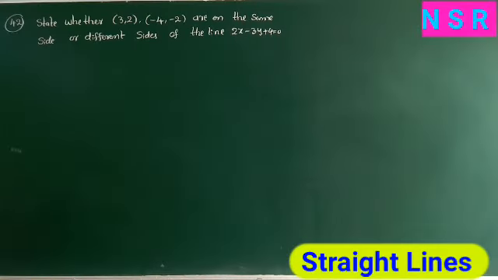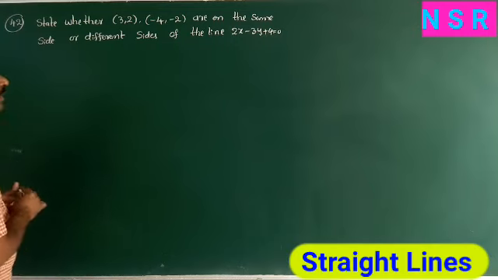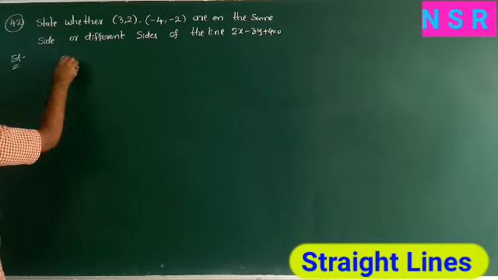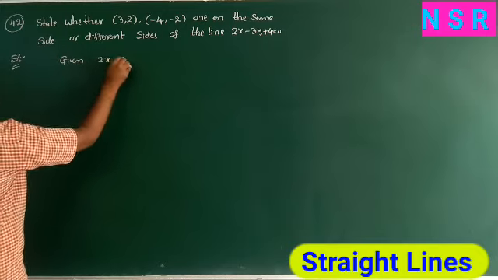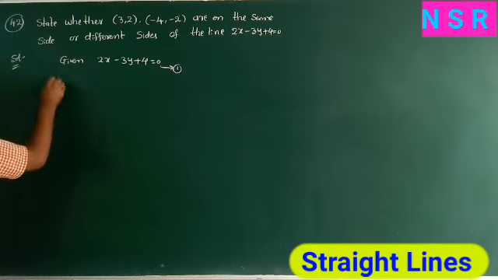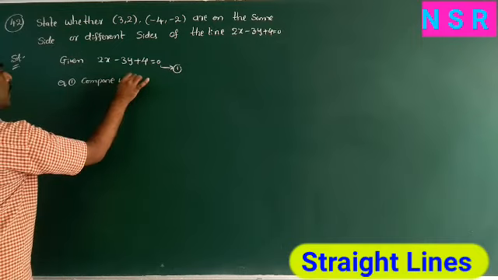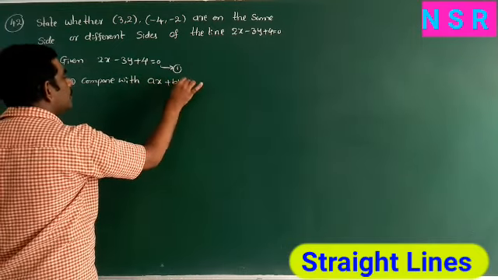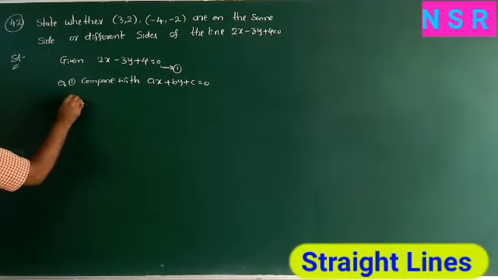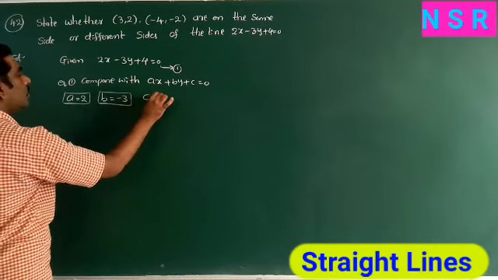So next, question number 42. State whether (3, 2) and (-4, -2) are on the same side or different sides of the line. So before that, first find L11 and L22 values. Here the given line is 2x - 3y + 4 = 0. Take it as equation number 1. Compare equation 1 with ax + by + c = 0. So here a = 2, b = -3 and c = 4.